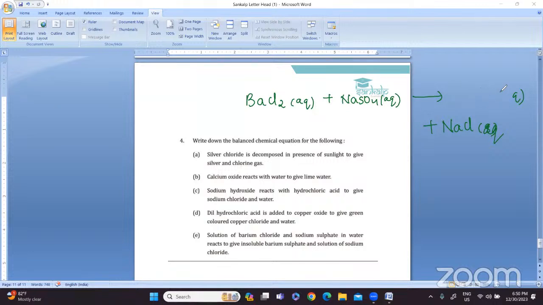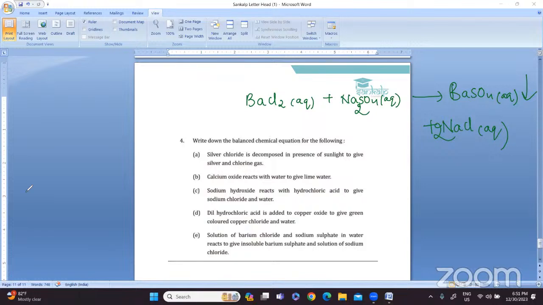So BaSO4 is a precipitate and this is aqueous. So BaCl2 aqueous plus Na2SO4 aqueous giving you BaSO4, the insoluble compound precipitate, plus 2NaCl. Just see if it is balanced. Yes, it is a balanced reaction.